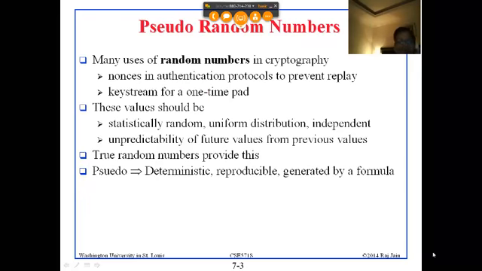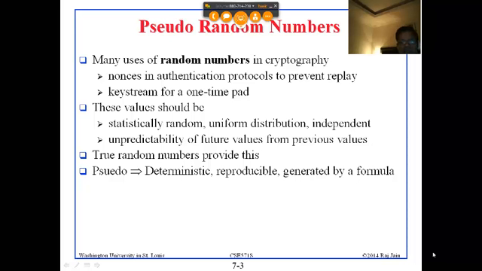Pseudo random number. First of all, pseudo means half. They're not fully random. They're only half random. So we need a random number, say for example, a nonce. We saw that we need to generate a number which is used only once, and we don't want to use it again, so that nobody can replay it. All these things need a random number, right? So we can use a pseudo number.